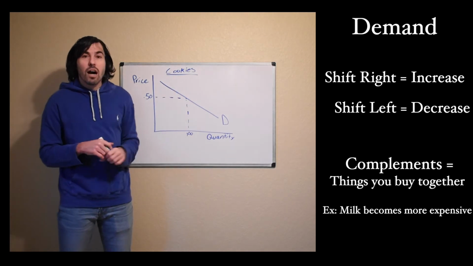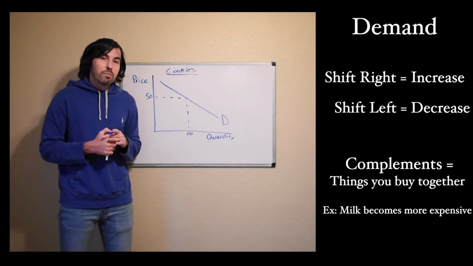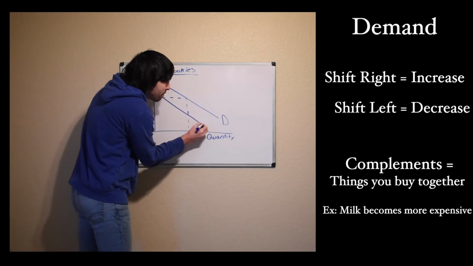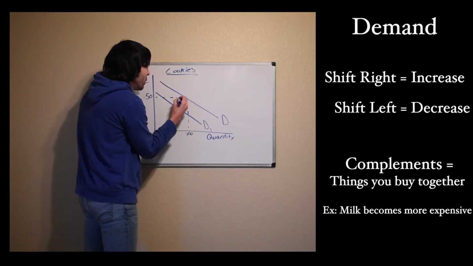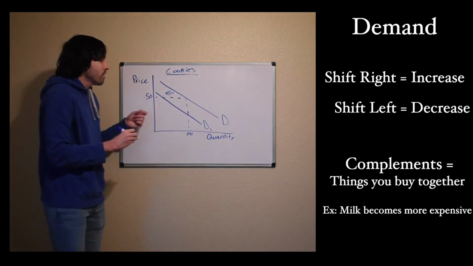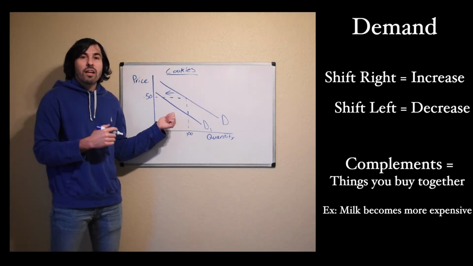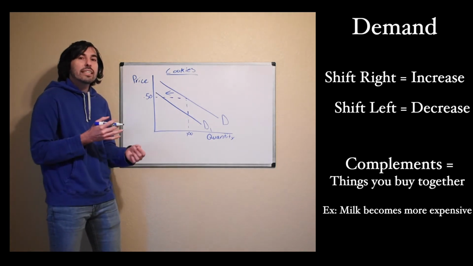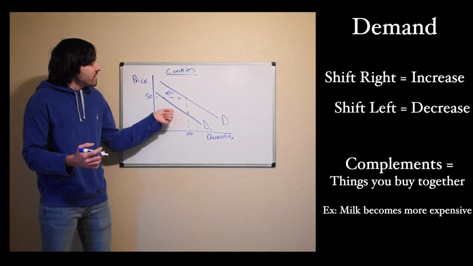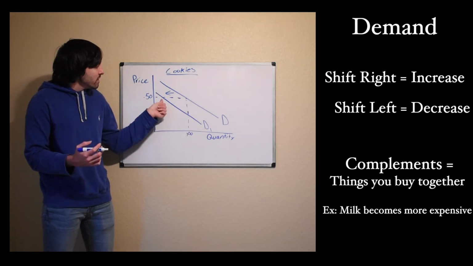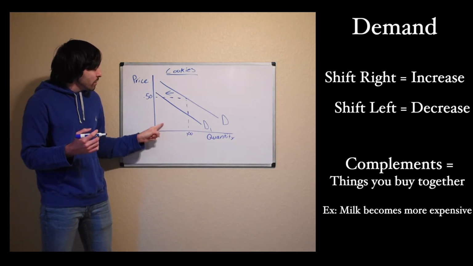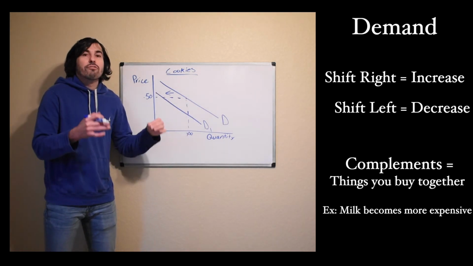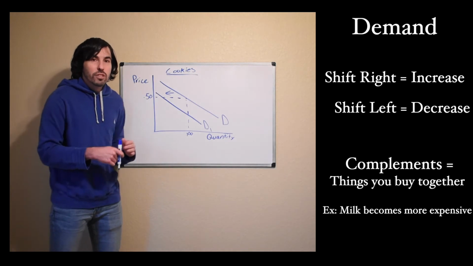Because cookies and milk are complements and you buy them together, this increase in the price of milk is going to lead to a decrease in the demand for cookies. If we're not buying milk because it costs too much, then we're going to end up buying fewer cookies as well because we tend to eat them together. So we'll have a decrease to the left for the demand curve for cookies, and now even at that 50 cents, we want even fewer, maybe like 15. So when the demand curve shifts, at every price level, we want fewer and fewer cookies.